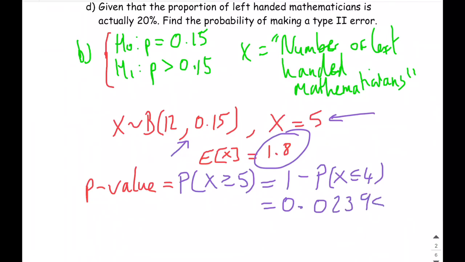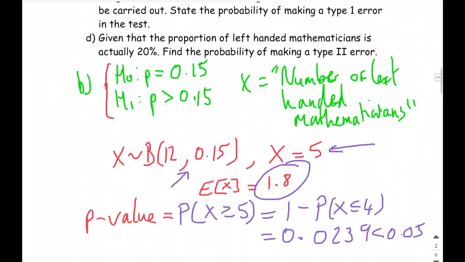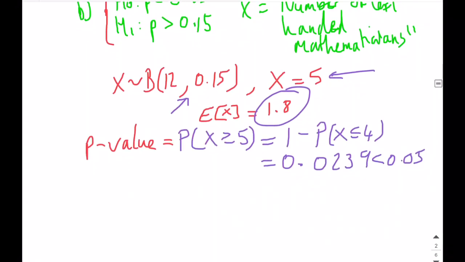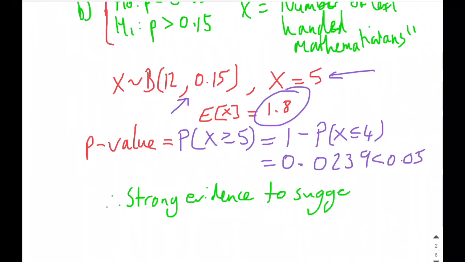Oh, that's less than 0.05. Did they say 5% significance level? I missed that. Yeah, 5% significance level. That's less than 0.05. Therefore, strong evidence to reject H0. So strong evidence to suggest, what does H1 suggest?